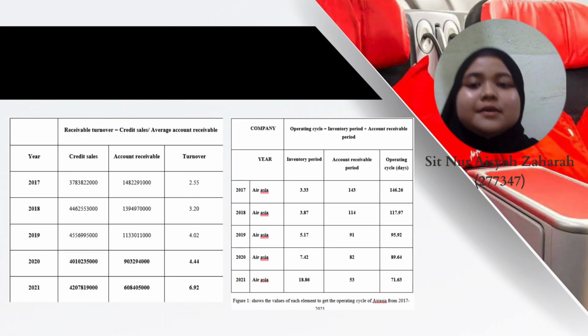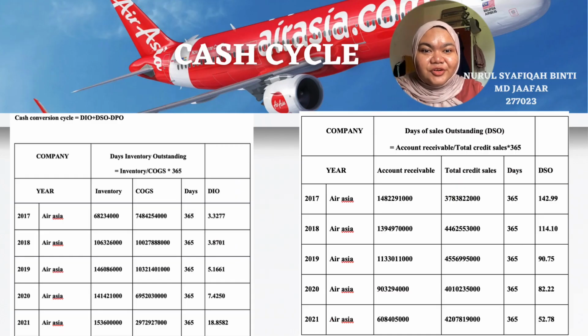I will present the next part, which is cash cycle. Cash cycle is the sum of 3 components, which is DIO, which is days inventory outstanding, DSO, days of sales outstanding, and the last one is DPO, days payable outstanding.